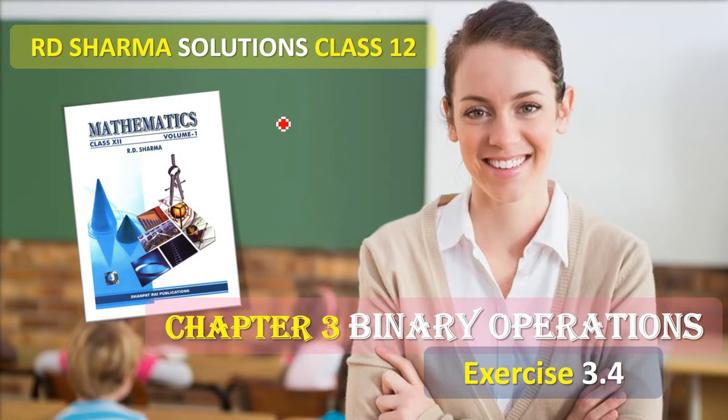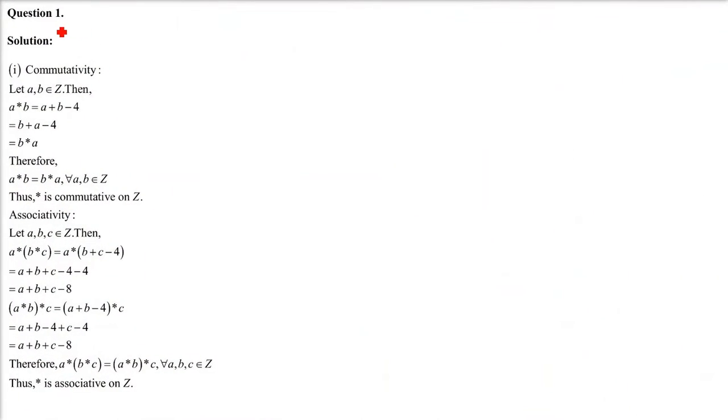This is Sharma solution class 12 chapter 3 binary operation exercise 3.4. Question number 1. Let star be a binary operation on Z defined by A star B equals A plus B minus 4 for all A and B belonging to Z.